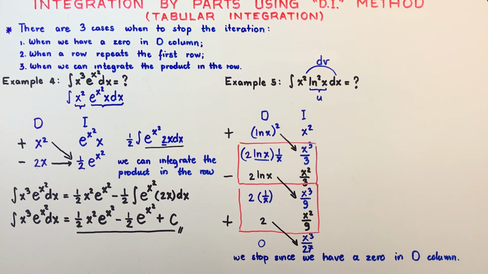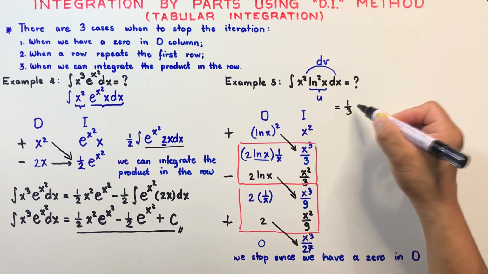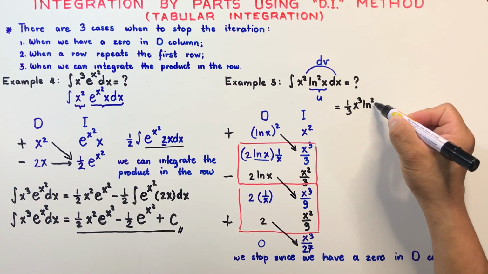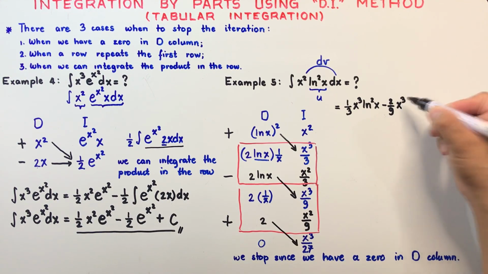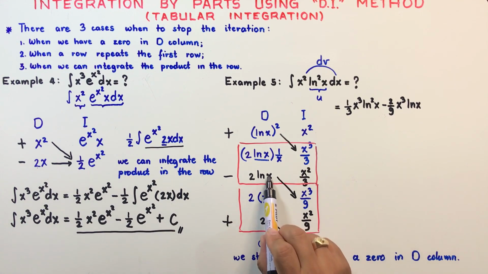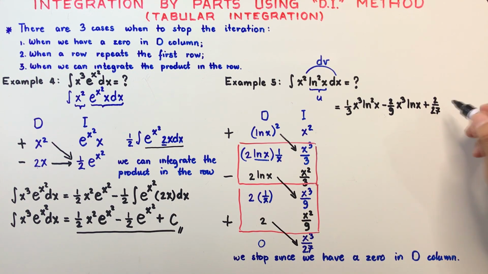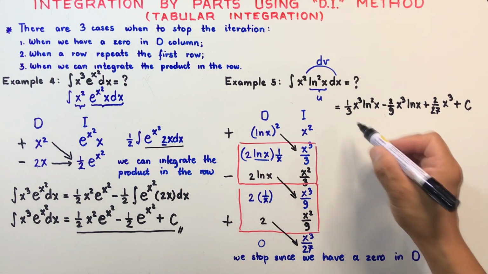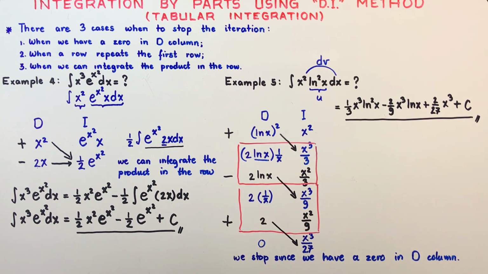So my answer for this integral is the product of this one here, which is 1/3 of x cubed times the square of ln x. And this will be subtracted by 2/9 x cubed times ln x, and this will be added to 2/27 of x cubed, and this will be added to the constant of integration c. Hence, this is my answer for this example 5. And you can check that that is my answer in the previous video when I was doing this example using integration by parts the usual way.